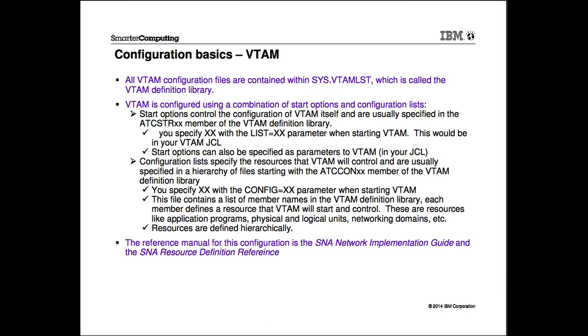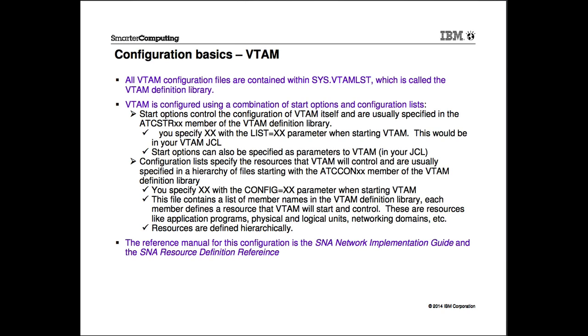So that's TCP/IP. VTAM is different. Remember, TCP/IP came along in the 80s and 90s. VTAM came along in the 70s. And so it shows the heritage because it's a design from the 1970s. So the way VTAM is configured is all the configuration files are stored in SYS1.VTAMLST. I think I wrote SYS on here, but I think it should be SYS1. Is that right? Yeah, it's SYS1.VTAMLST. That's a typo on the slide. And that's called the VTAM definition library. And SYS1.VTAMLST is an MVS data set.